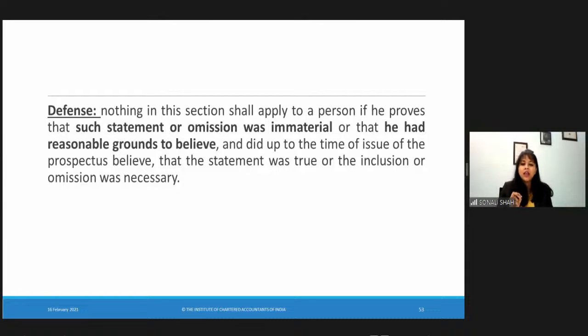Or let's say the statement that was included by the director or the people who have authorized the prospectus was an expert statement. So they simply copied the statement provided by the expert, and they would say that I don't have knowledge about this area. I went by the statement of the expert and I had reasonable reasons. I'll have to justify that I have reasons to believe that the information being provided here is true. So in that case also, he will not be affixed with the criminal liability.